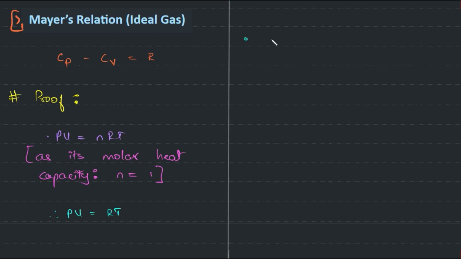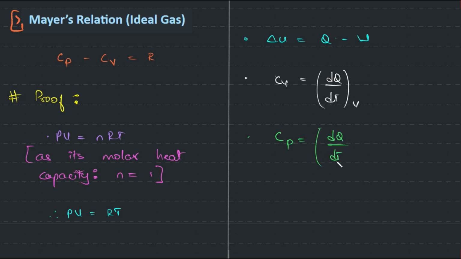Then we also will use delta U is equal to Q minus W. That's one more formula that we'll use. And then we will make use of Cv is equal to dQ by dT at constant volume, while Cp is the change in internal energy per degree change in temperature at constant pressure.